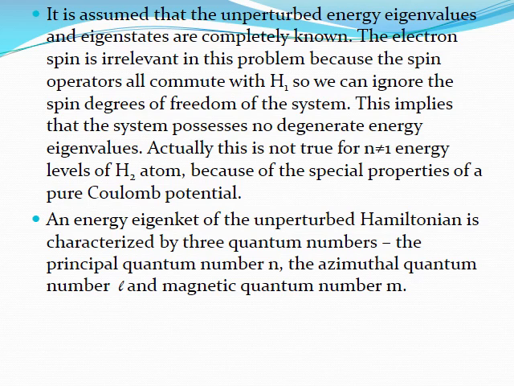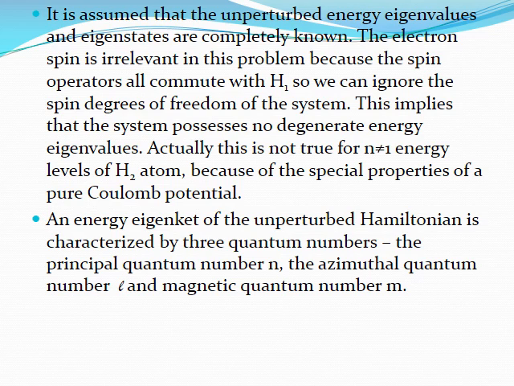It is assumed that the unperturbed energy eigenvalues and eigenstates are completely known. The electron spin is irrelevant in this problem because the spin operators all commute with H1, so we can ignore the spin degrees of freedom of the system. This implies that the system possesses no degenerate energy eigenvalues. Actually, this is not true for n not equal to 1 energy levels of the hydrogen atom because of the special properties of a pure Coulomb potential.